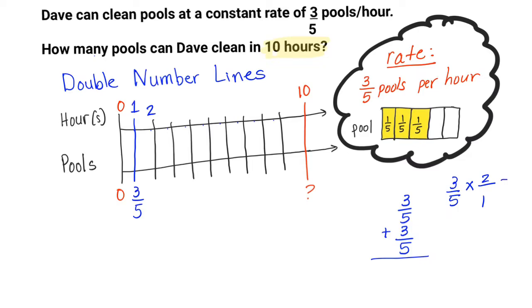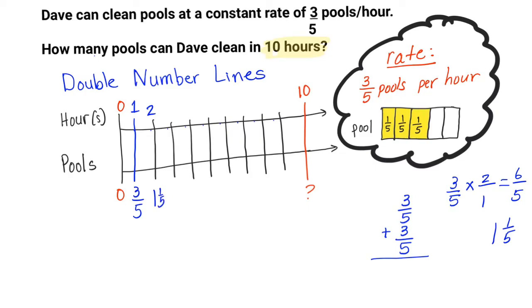Now, if you prefer to do the multiplication instead of adding the 3/5 and 3/5, you can do that, whatever method is easier for you. Like this time, I'll use the multiplication. 3 times 2 is 6. 5 times 1 is 5. We see that that's an improper fraction. How many 5s go into 6? 1, and remainder 1 out of 5. So we know that for 2 hours, it'll take 1 pool and 1/5.